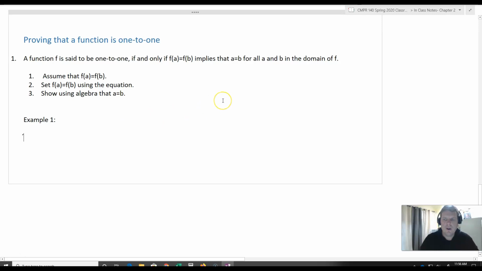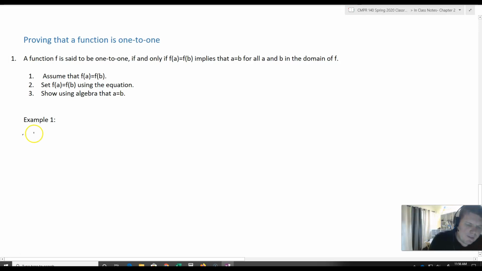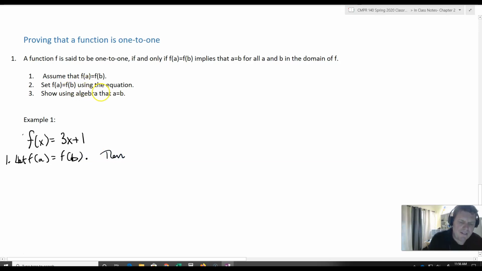Okay, so first, the first step is to assume that f of a equals f of b. Let's take, for example, f of x equals 3x plus 1. All right, well, f of a equals f of b. That's our assumption. Let f of a equal f of b. Then we set f of a equal to f of b using the equation. So that means that 3a plus 1 equals 3b plus 1. That's literally what it means for f of a to equal f of b.